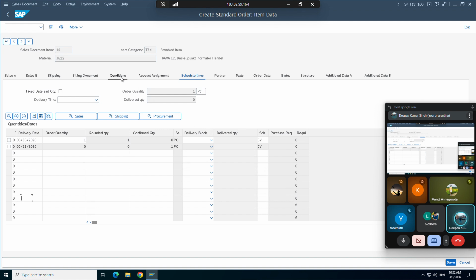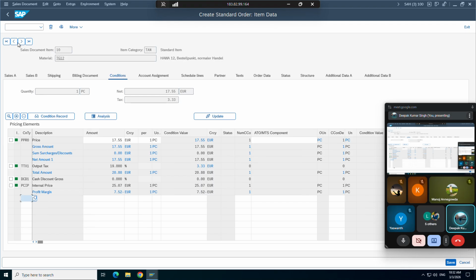Okay, now let's go to condition. Here I maintain 17.55. If I go to the next one, you see I can have different pricing. So this is something we maintain at item level. Now, these are all conditions.